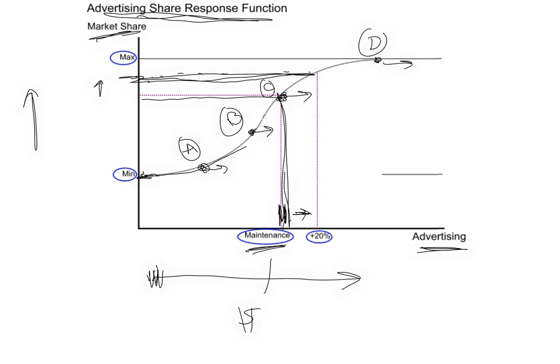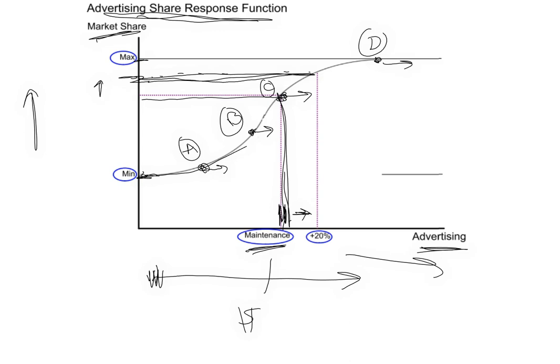And so again, just some terminology. Notice that if you keep doing more and more advertising, what happens, right? Your market share, there's a maximum limit to it. Advertising can only do so much. There is this natural ceiling to it.